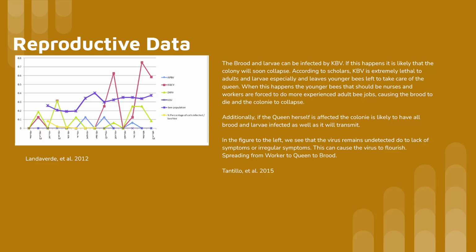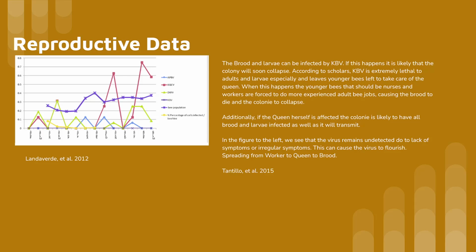So reproductive data that we have: the brood and larvae can be infected by KBV, and that's obviously a huge problem because that's the young of the hive, and if this happens, the colony will probably soon collapse. But according to scholars, KBV is extremely lethal to adults especially, and then obviously to larvae as they're very underdeveloped. And whenever these adults die, it leaves the younger bees, the ones that are going to be nurses or younger workers, to take care of the queen, and it just spreads them thin. It basically works them to death.